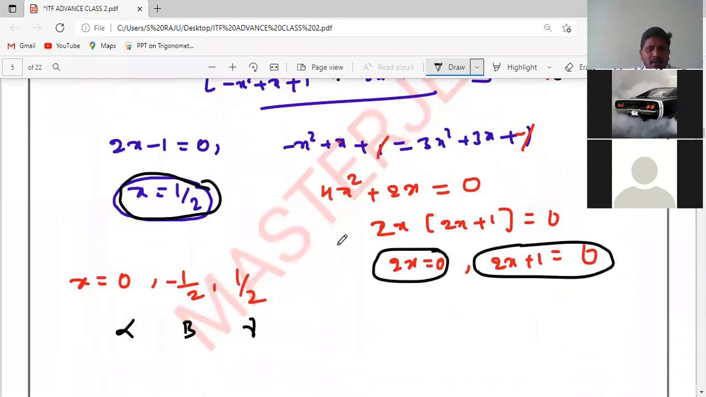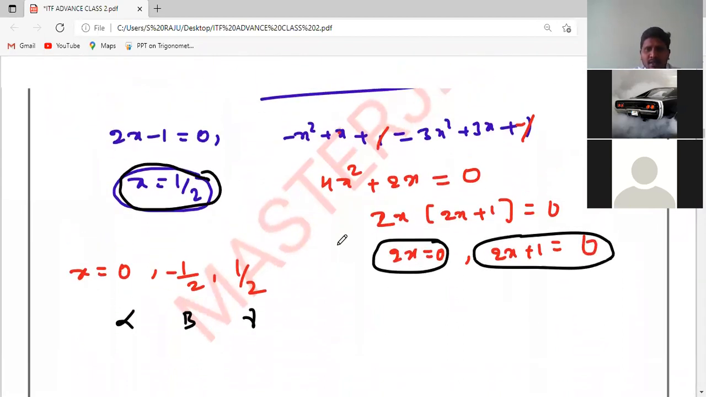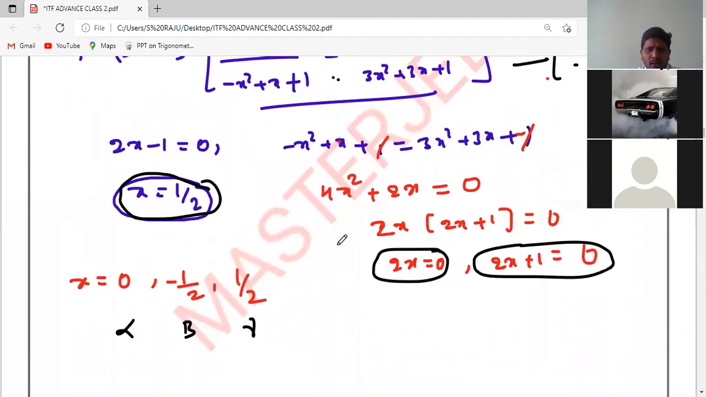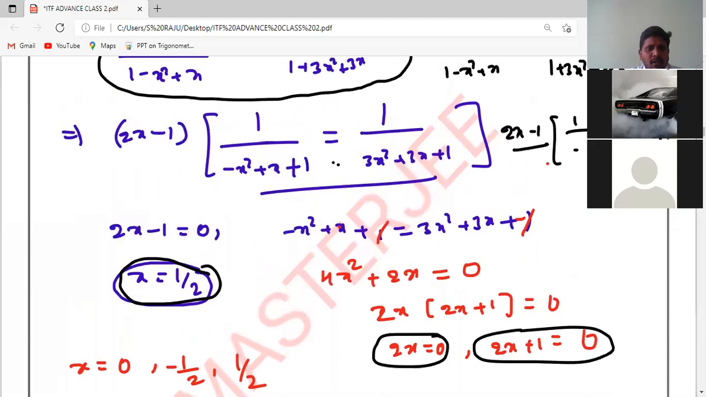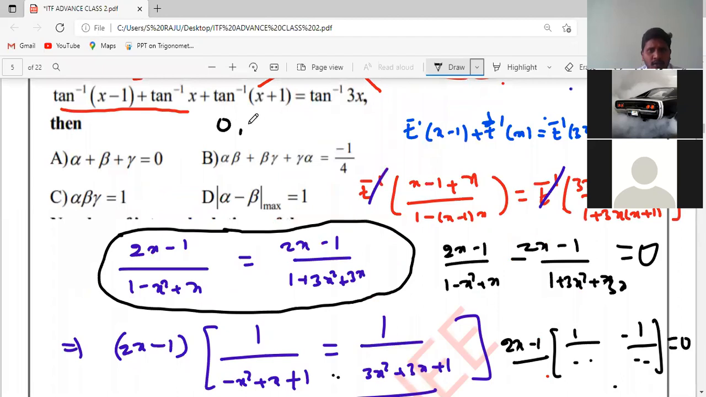If you are getting any doubts, you can ask please, because these are advanced questions. I may go a little fast. If you have not understood, you can ask. So here, alpha value, beta value, gamma value, you can take as 1 is 0, 1 is minus 1 by 2, 1 is plus 1 by 2.